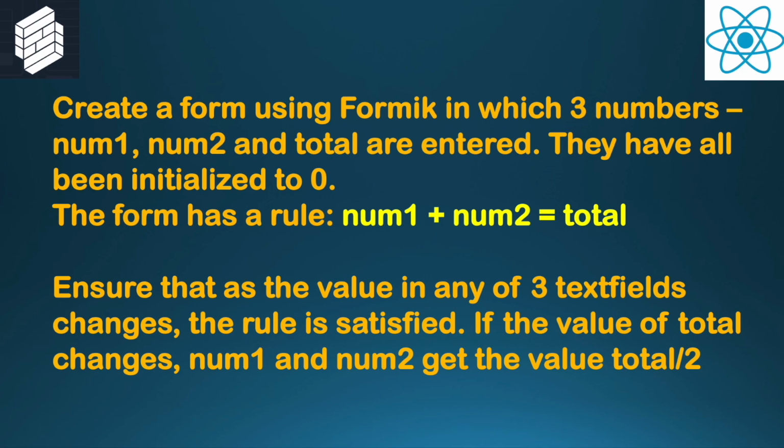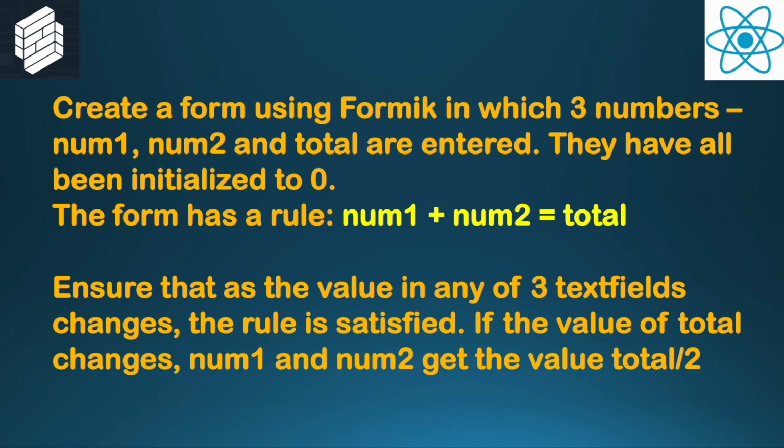Let's look at the next exercise. Create a form using Formik in which three numbers num1, num2 and total are entered. They all have been initialized to 0. The form has a rule that num1 plus num2 is equal to total. So in the three fields, the sum of the value in num1 and the value in num2 should be equal to the value in total. Ensure that as the value in any of the three text fields changes, the rule is satisfied. So if we make a change in num1, the total will remain the same, the value of num2 will change. Similarly, if we change the value of num2, the value of num1 should change.